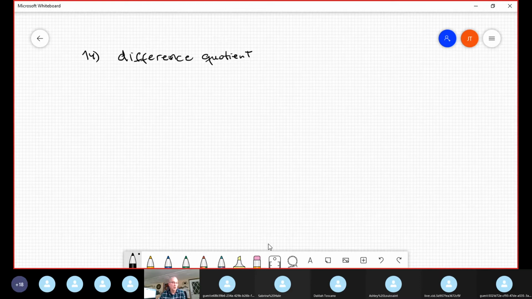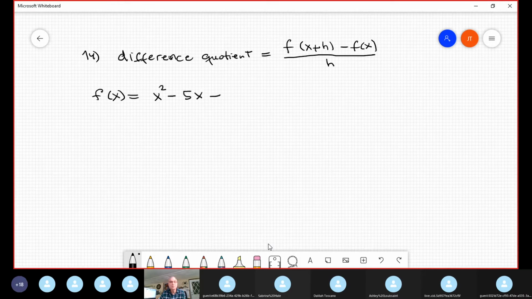So the difference quotient is equal to that formula: f of x plus h minus f of x, divided by h. And we have, as given, one function, in this case a quadratic function. No big deal, easy. It's x squared minus 5x plus 6. So we're following the formula. We are doing this part first, f of x plus h. You replace x with x plus h.